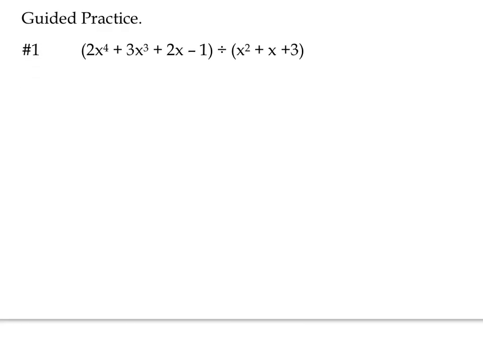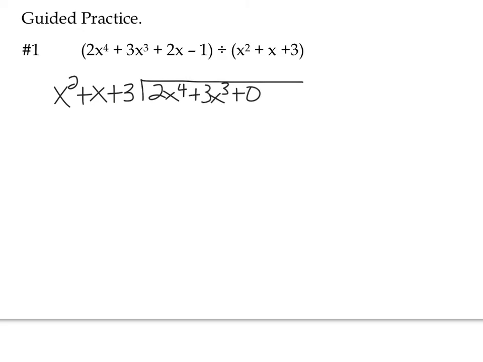So first we're going to write this out properly. If we're going to write out the division here, we're going to have x squared plus x plus 3, and we're going to divide that into 2x to the 4th plus 3x to the 3rd plus 0x squared plus 2x minus 1. Very important here that we include the 0x squared. That's that missing term. There's no x squareds. We don't just ignore it. Just like in 502, we had to have the 0 here. We have to have the 0x squared here in our polynomial.